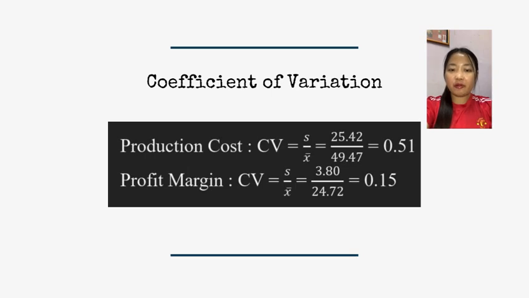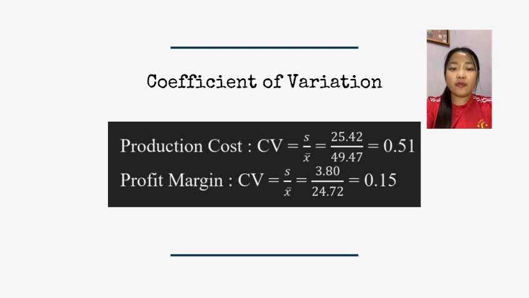Fourthly, coefficient of variation. CV is a standardized measure of dispersion. Besides that, CV shows the ratio of the standard deviation to the mean, making it a useful metric for comparing variability across different datasets or metrics with different units. The standard deviation for production cost is 25.42 and the mean is 49.47. The CV for production cost is 0.51. This means that the production cost variability is about 51% relative to its mean.